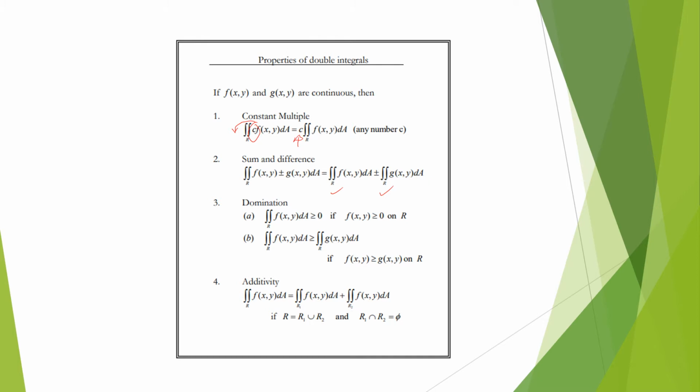Next property, additivity. We can split our region R into 2 regions, R1 and R2 here. So if R equals R1 union R2 and R1 intersect R2 is the empty set.